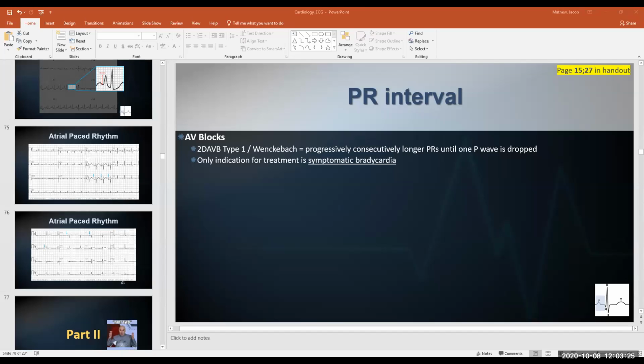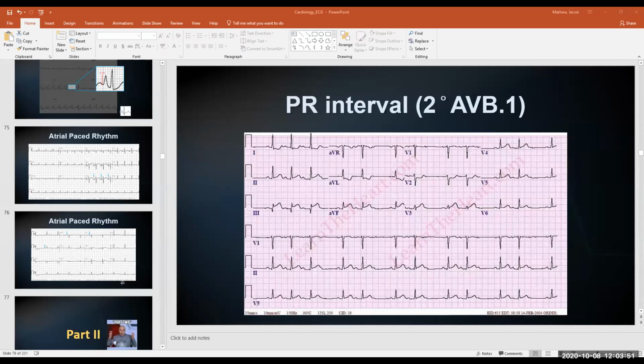Second degree type 1 is your Wenckebach. Again, that's going to be your progressively elongating PR interval until eventually one of them is going to be dropped, right? We don't typically treat these, right? We know that the second degree type 2 and your third degree are the ones that we really get concerned about because of the progression or deterioration that could eventually happen leading to VFib. But if someone is symptomatically bradycardic and they have a second degree type 1, some cardiologists will recommend pacemakers for those patients. So let's look at the second degree type 1 example.